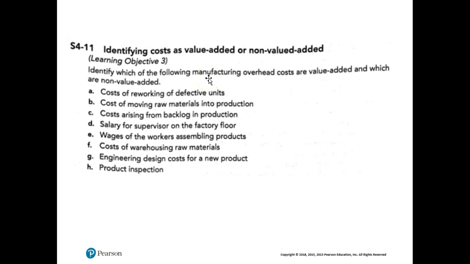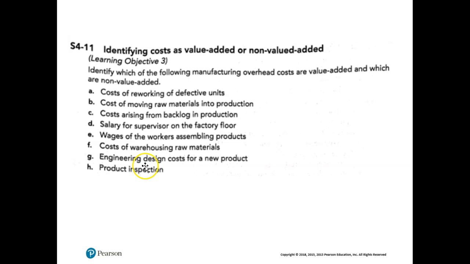So here, let's take a look at this to identify value-added or non-value-added activities. So costs of reworking a defective unit. Okay, that is non-value-added. All right, we already put the work into it. Cost of moving raw materials, non-value-added. Costs arising from a backlog in production, non-value-added. Salary for a supervisor, hopefully that's value-added. Wages of the workers assembling products, that's value-added. Costs of warehousing raw materials, that's non-value-added.